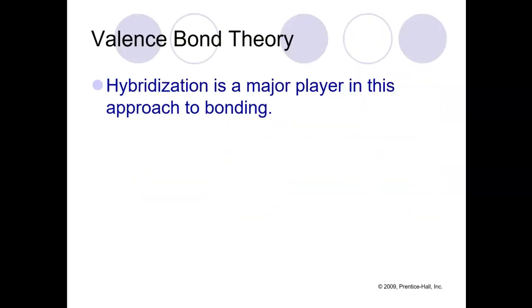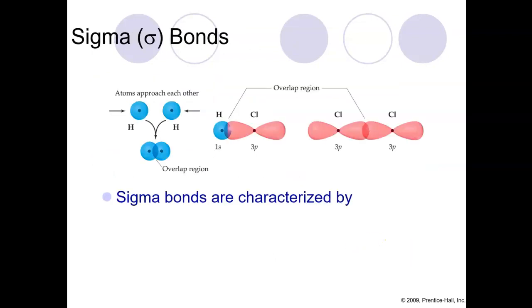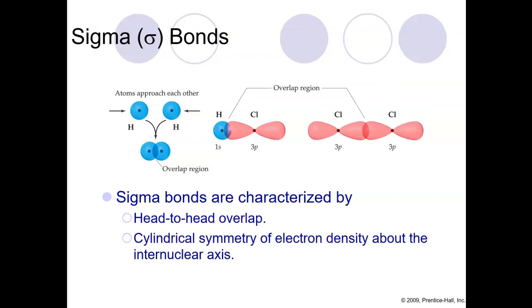Okay. So valence bond theory is, once the central atom is hybridized, how are those hybrid orbitals going to overlap with their outside atoms? There are 2 different ways these hybrid orbitals can overlap to the outside atoms. The first one is a sigma bond. A sigma bond, they define it as a head-to-head overlap.